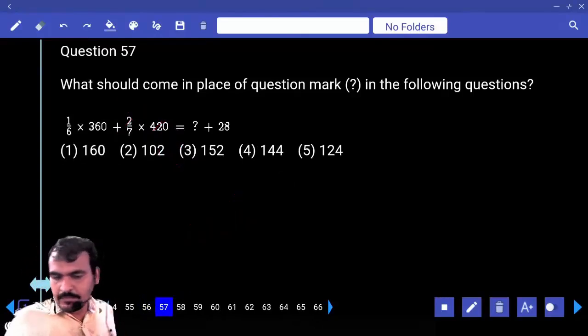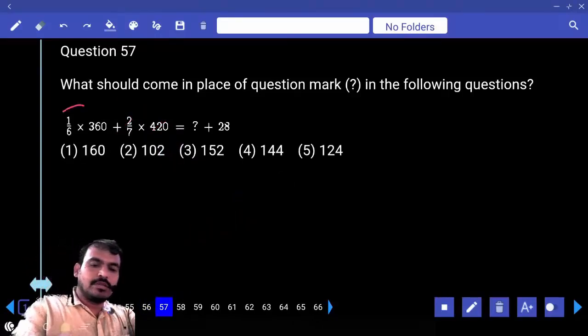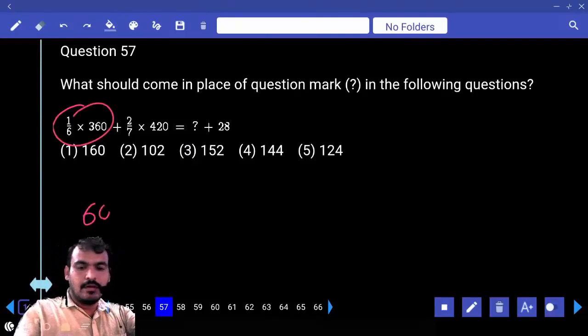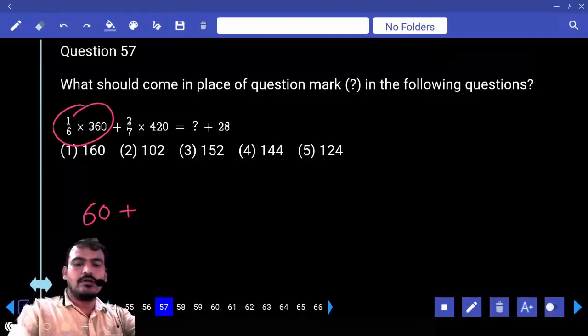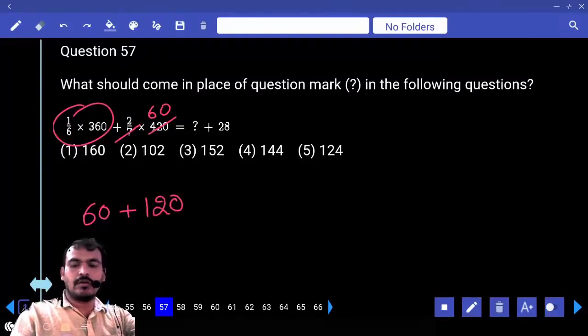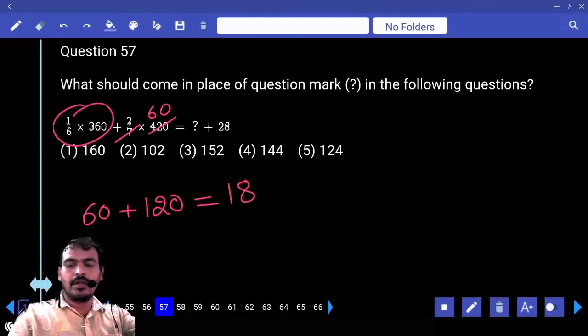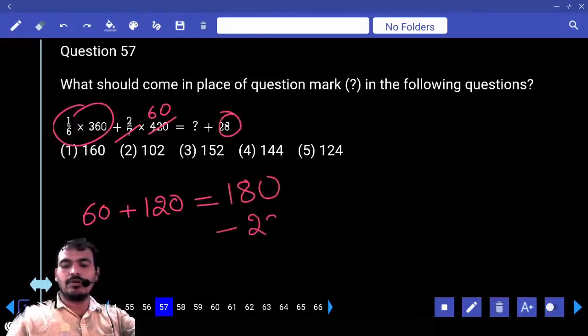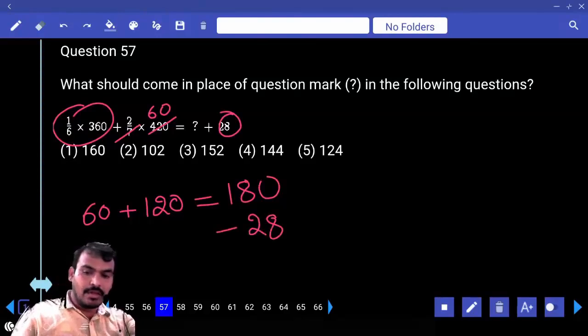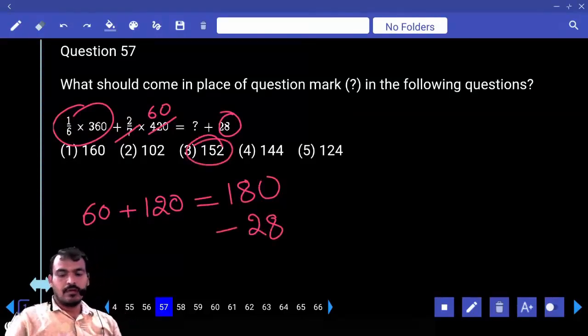57. What is 1 by 6 of 360? 60. Plus 2 by 7 of 420. 7 how many times? 60 into 20, 120. 60 plus 120, 180. Out of 180, how much value are we subtracting? 28. 180 minus 28, 152. Which option? Third option.